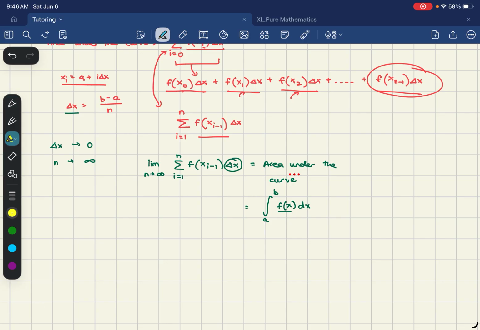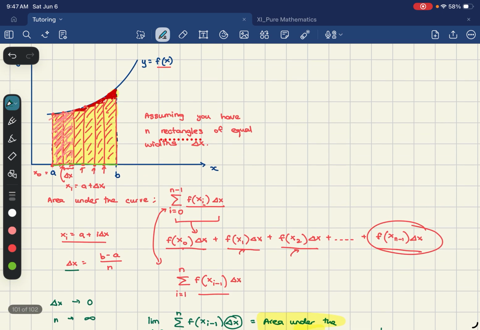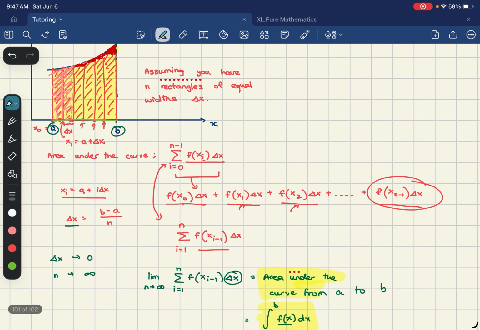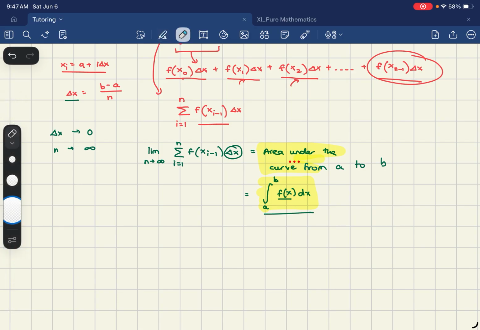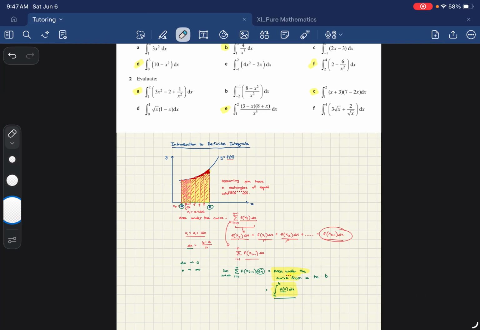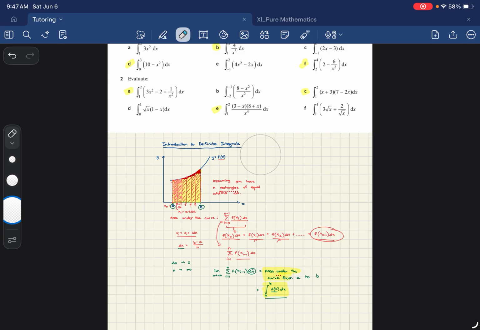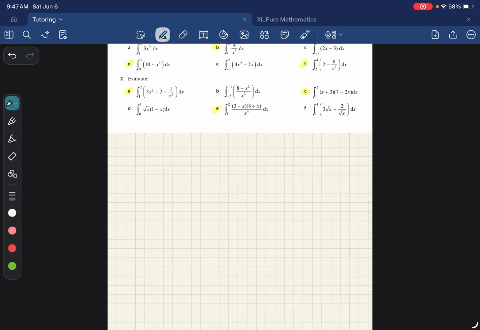But I just wanted to tell you that doing this is to find the area under the curve from a to b. That is what we were doing. Whatever we are going to do in this topic, we are actually finding the area under the curve from a to b. All right, with that said, let's do some questions.